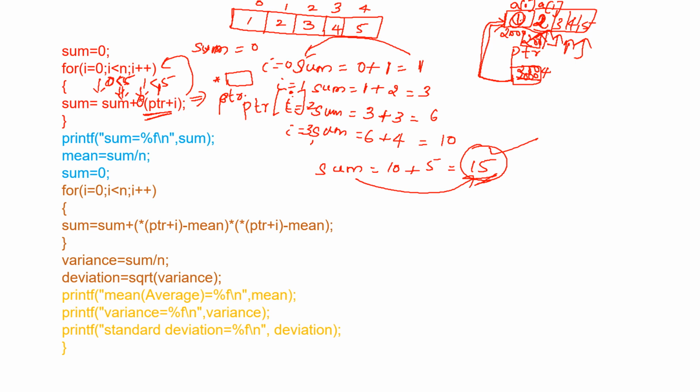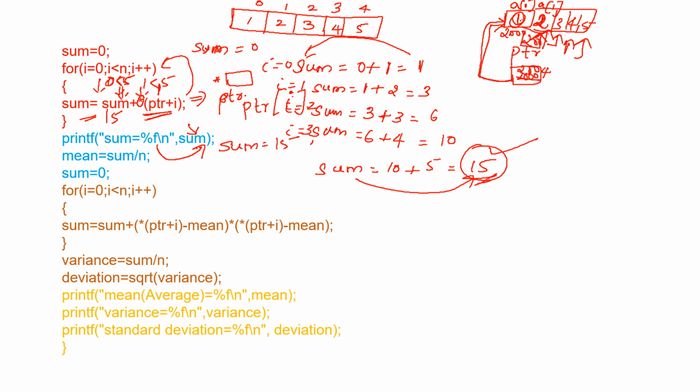Now printf("sum is equal to %f\n", sum). So this %f will be replaced by sum. So what is the value already stored in sum? 15. 15 will be printed on your screen. So now you will be getting sum is equal to 15.